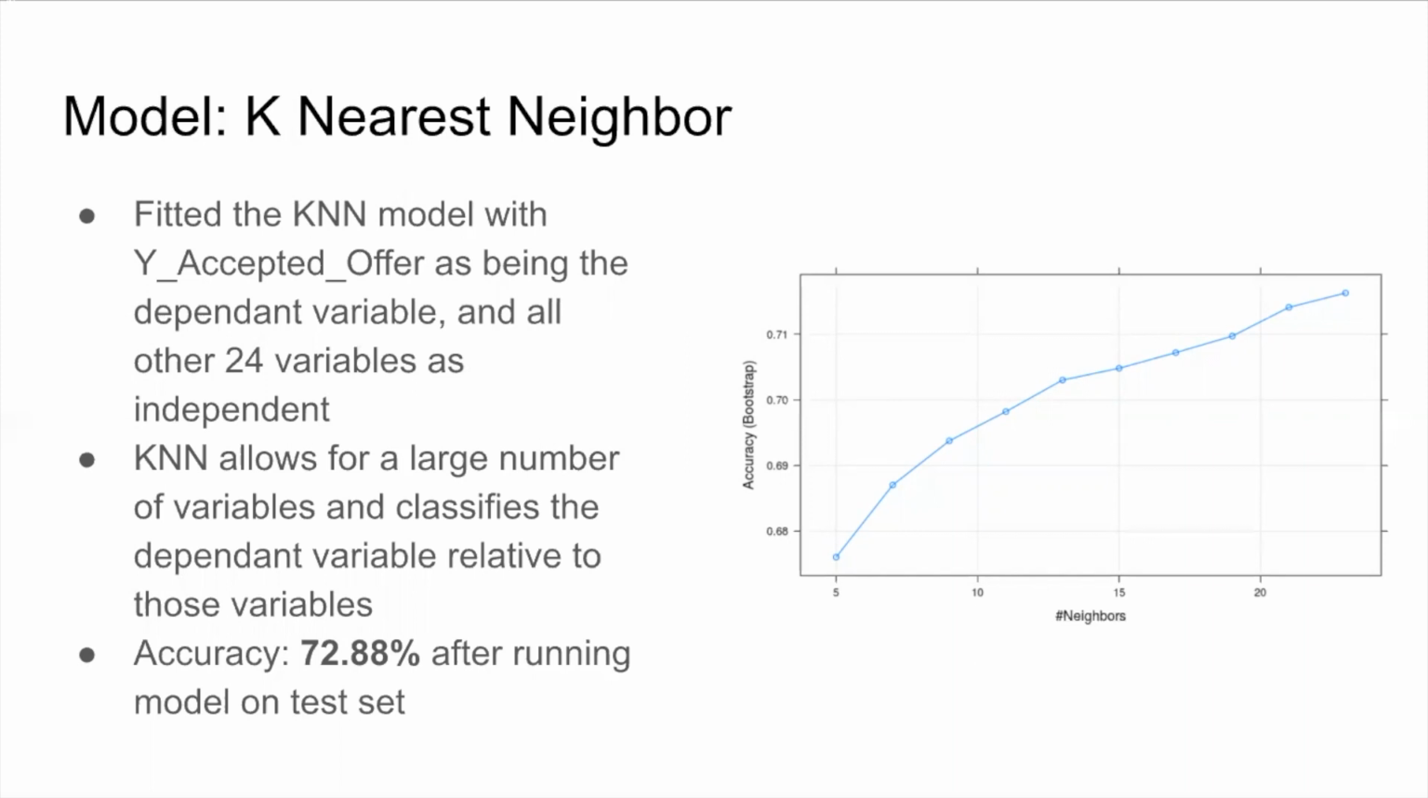And in looking at this, we can see on the graph on the right that the accuracy increased as the Ks increased. But the accuracy was 72.88% after running the model on the test set, which is not as high as some of the other models.